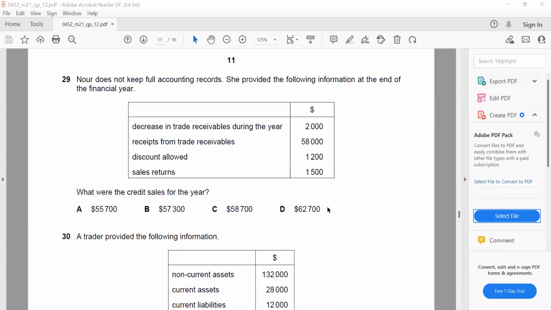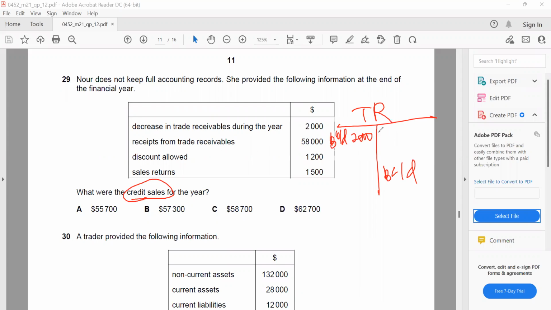Okay, 29. Does not keep the full set. So this is the information. What is a credit sale? So we open the trade receivable account. Decrease in trade receivable during the year. Decrease means that the balance brought down is higher than the balance carried down. There is a decrease during the year. That means here is more than here, 2,000.